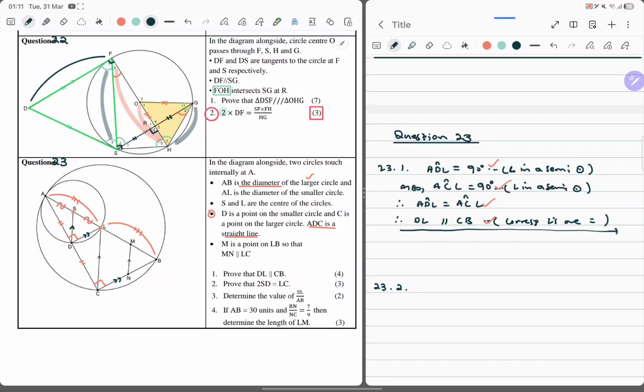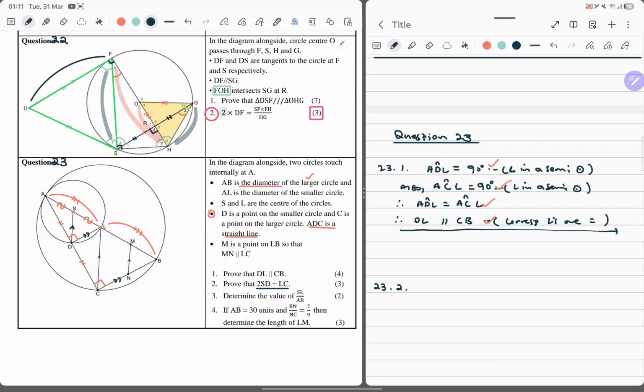23.2 says prove that 2SD is equal to LC. Midpoint theorem. But this one is going to be painful, eh? Yeah, it's going to be painful, man. It's going to be painful, this thing.